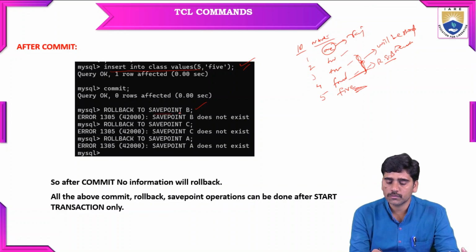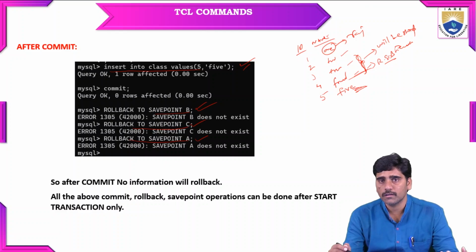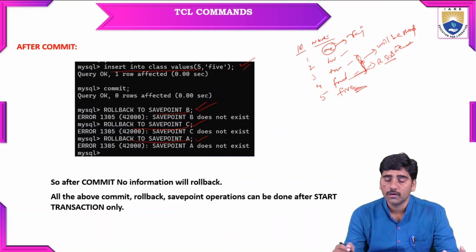So check here: rollback to save point B does not exist. Rollback to save point C does not exist. Rollback to save point A also does not exist. That indicates that the data you want to roll back to the states of save points B, C and A are already permanently stored. So there are no states at all to roll back your data.